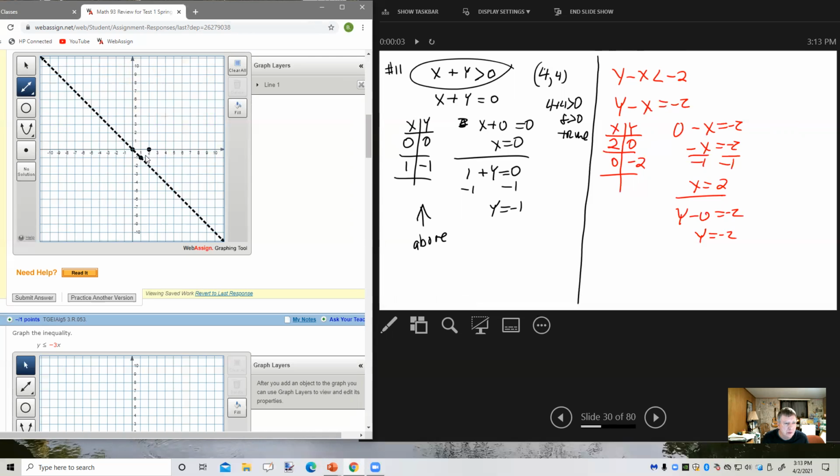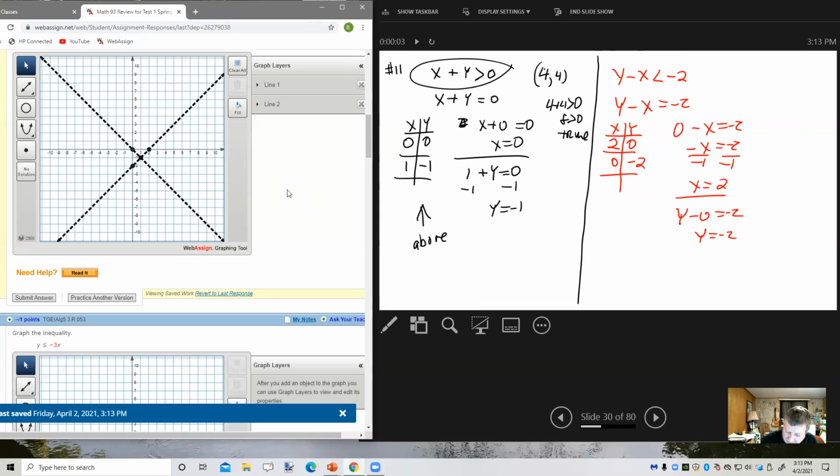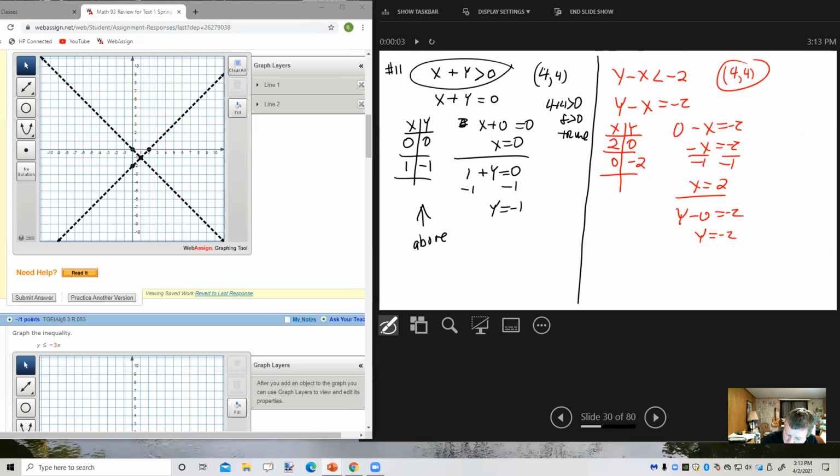2, 0, and 0, -2. This is also going to be a dashed line because it doesn't include equals 2. And let's see, can I use 4, 4? Yeah, I can use 4, 4 on this one. You don't have to use the same test point, but may as well. So we get 4 minus 4 less than -2, 0 less than -2.